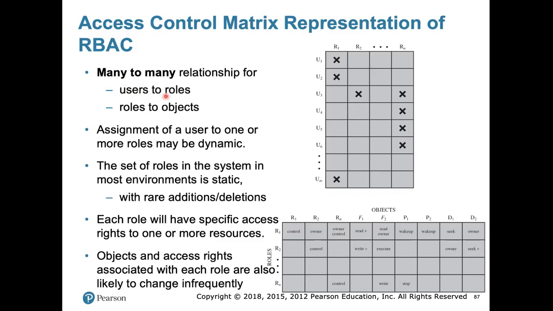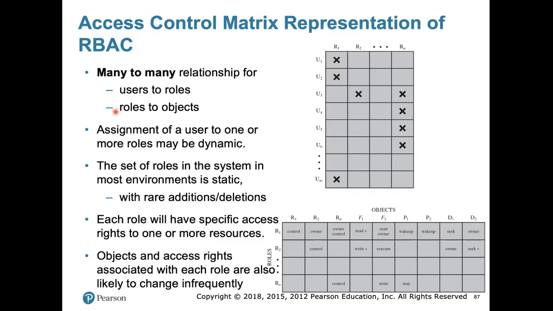It means that more than one role can be assigned to one user, and vice versa. From the other direction, we also have a many relation, meaning that one role can be assigned to more than one user. That's why we say this is a many-to-many relation between users and roles.